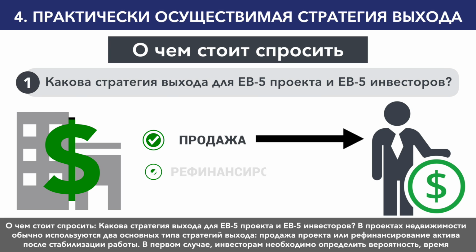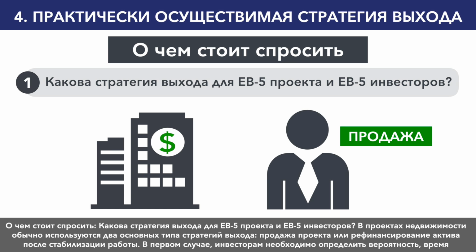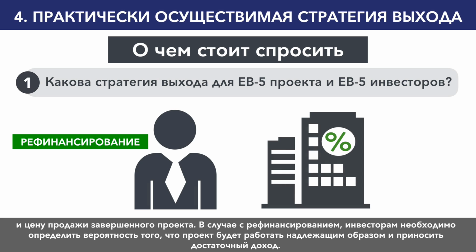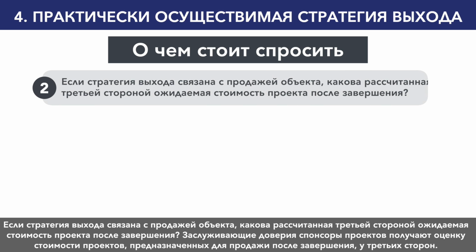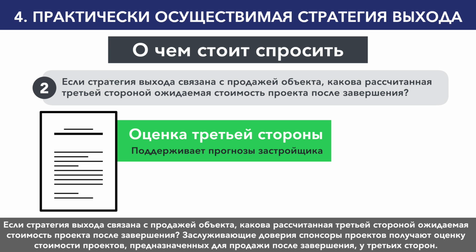What is the exit strategy for the EB-5 project and EB-5 investors? Real estate projects typically employ two primary types of exit strategies: selling the project or refinancing the asset after operations are stabilized. In the first case, investors need to determine the likelihood, timing, and price for the completed project to sell. For a refinance, investors need to determine the likelihood that the project will be well operated and generate enough value.